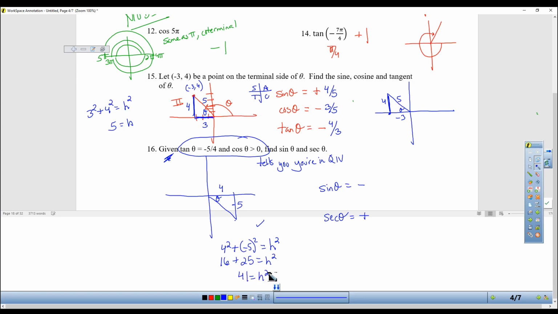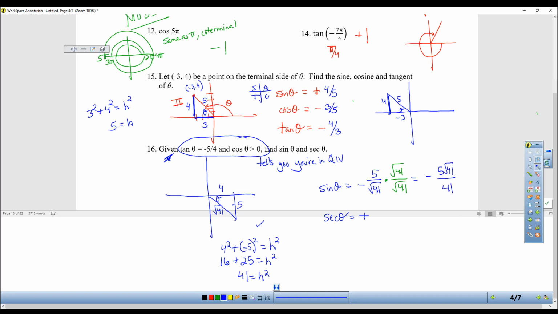41 is equal to h squared, so h is the square root of 41. So sine is opposite over hypotenuse. Now I can't leave it like that. I'm actually going to, instead of writing it slanted, write it upright. It'll help you see how I rationalize the denominator. So I'm going to multiply the top and the bottom by the square root of 41. And that gives me -5 square roots of 41 over 41.